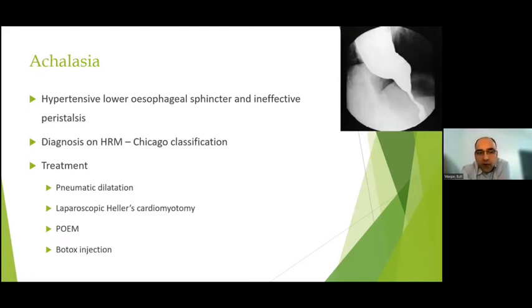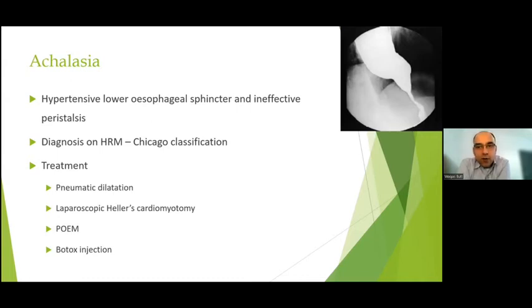And more recently, peroral endoscopic myotomy, known as POEM, is being done, and the results are comparable to pneumatic dilatation or cardiomyotomy. However, whenever you are doing a Heller's myotomy, you always perform an anti-reflux procedure with it, whereas with POEM, you can't do that. So patients tend to have more reflux or heartburn symptoms after it. And then for people who are not fit for any of these treatments, Botox injection can be given that will paralyze the lower esophageal sphincter and give symptomatic relief.